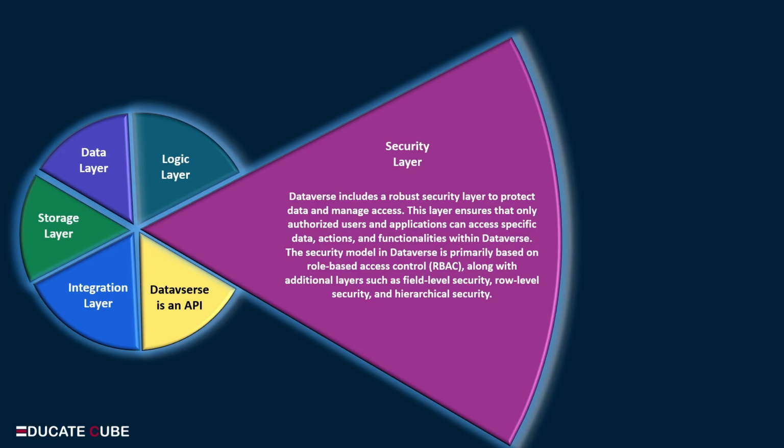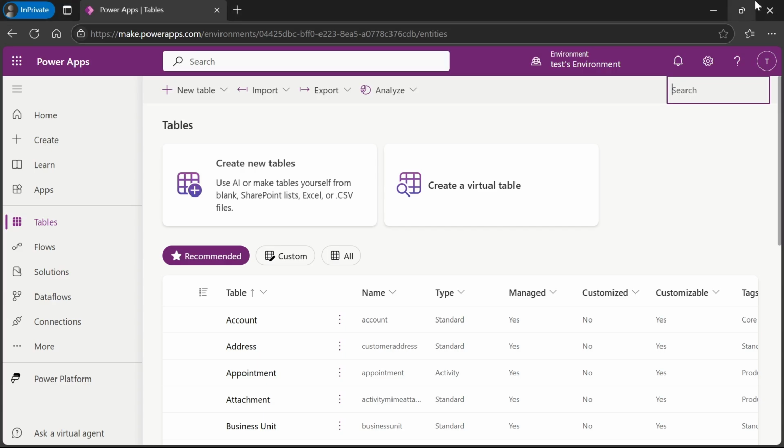Okay, so let's quickly explore how to apply security in Power Apps. But before that, let's create a small table and a small app in Power Apps. So let's go to the environment of Power Apps. So this is the environment of Power Apps. To show you practically how we apply the security layer, first we need to add a table and create an app. We will just create it in a few minutes.